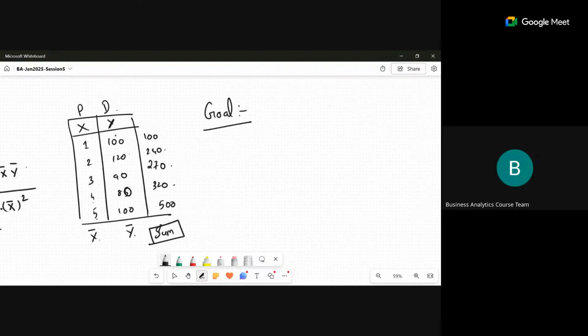The demand, is it constant or is it changing? 100, 120, 90, 80, 100. Is it constant or is it changing? Changing. Okay. When something changes in statistics, what is the name that we use? We don't use change. We use the word that starts with V. Variability. Variance. Say it is variable, right? So the demand is variable.